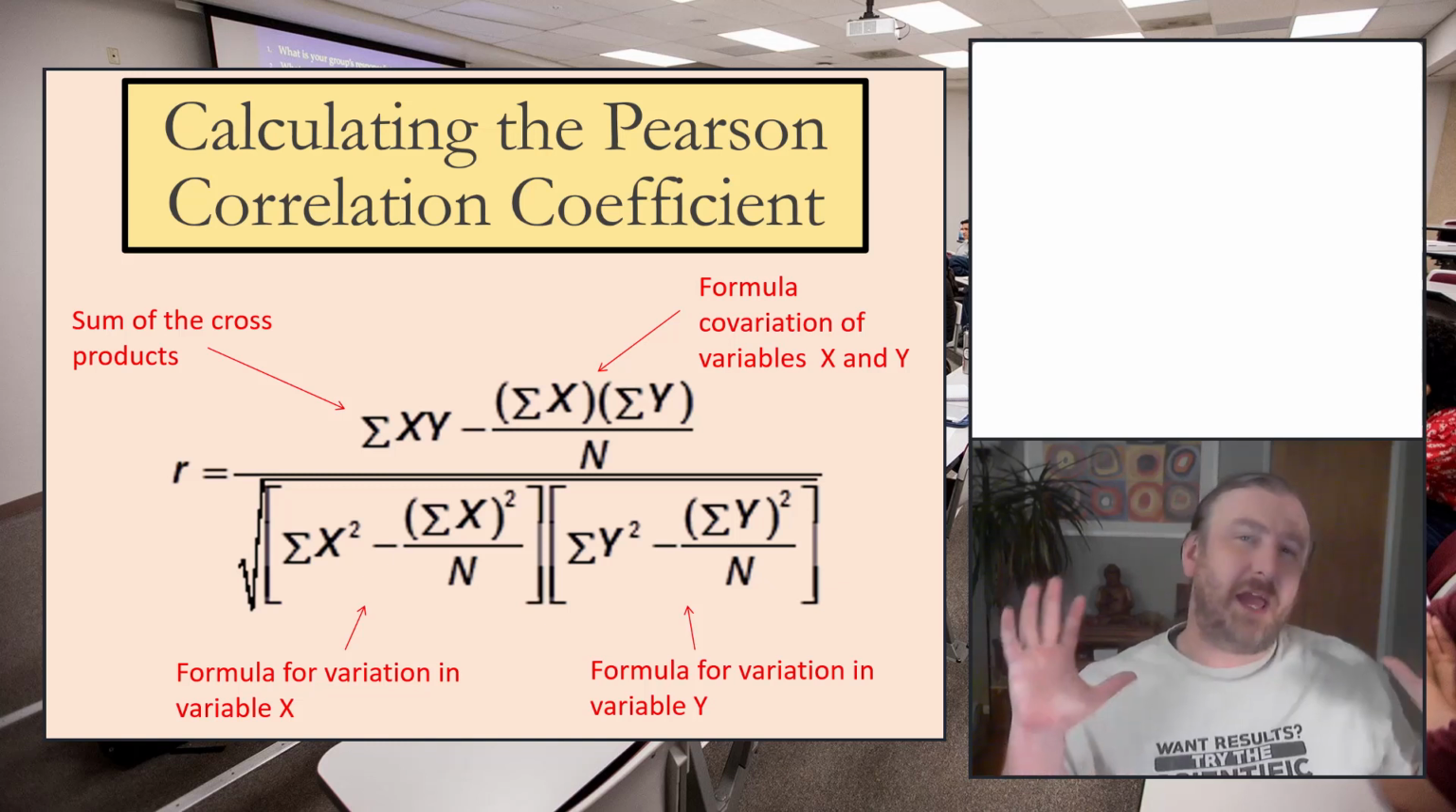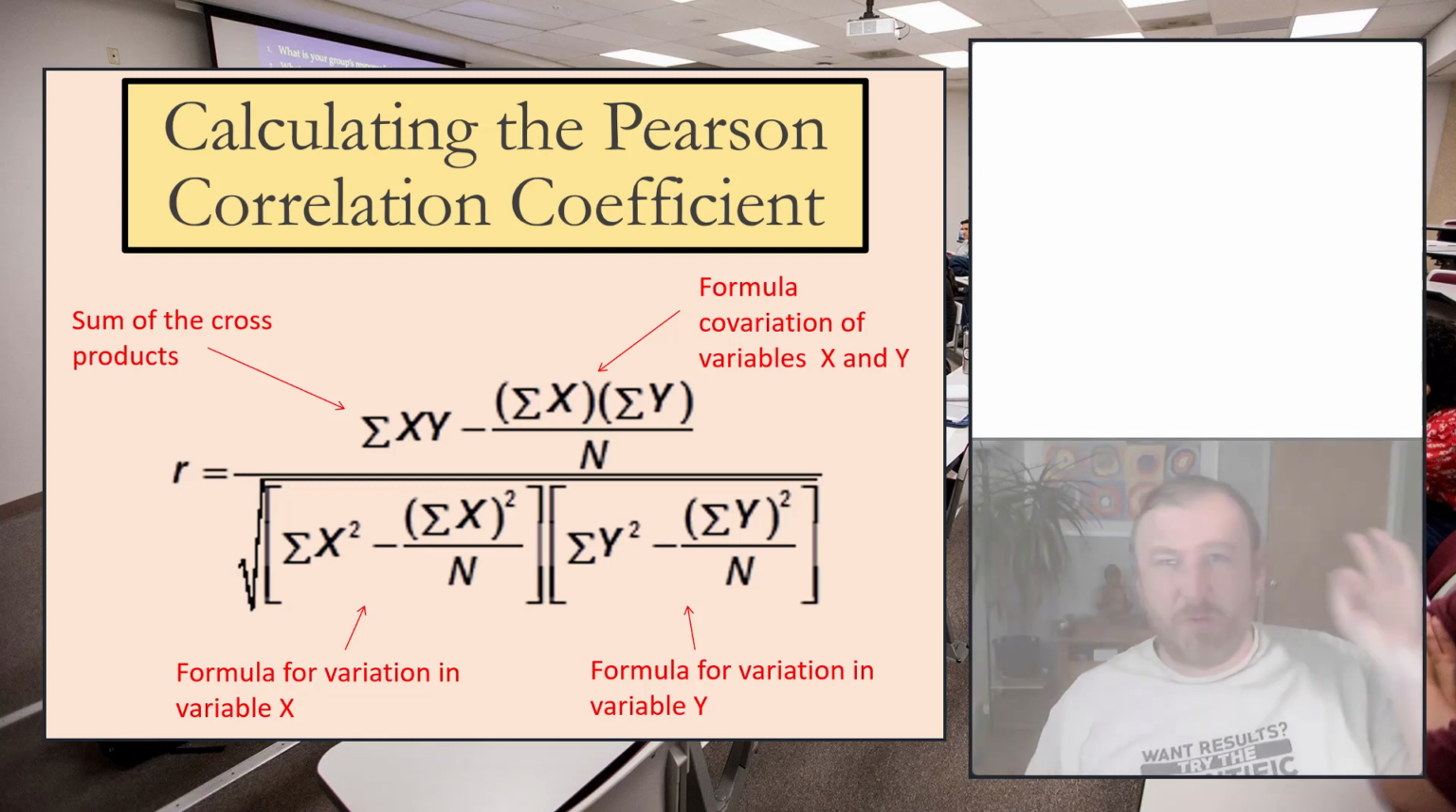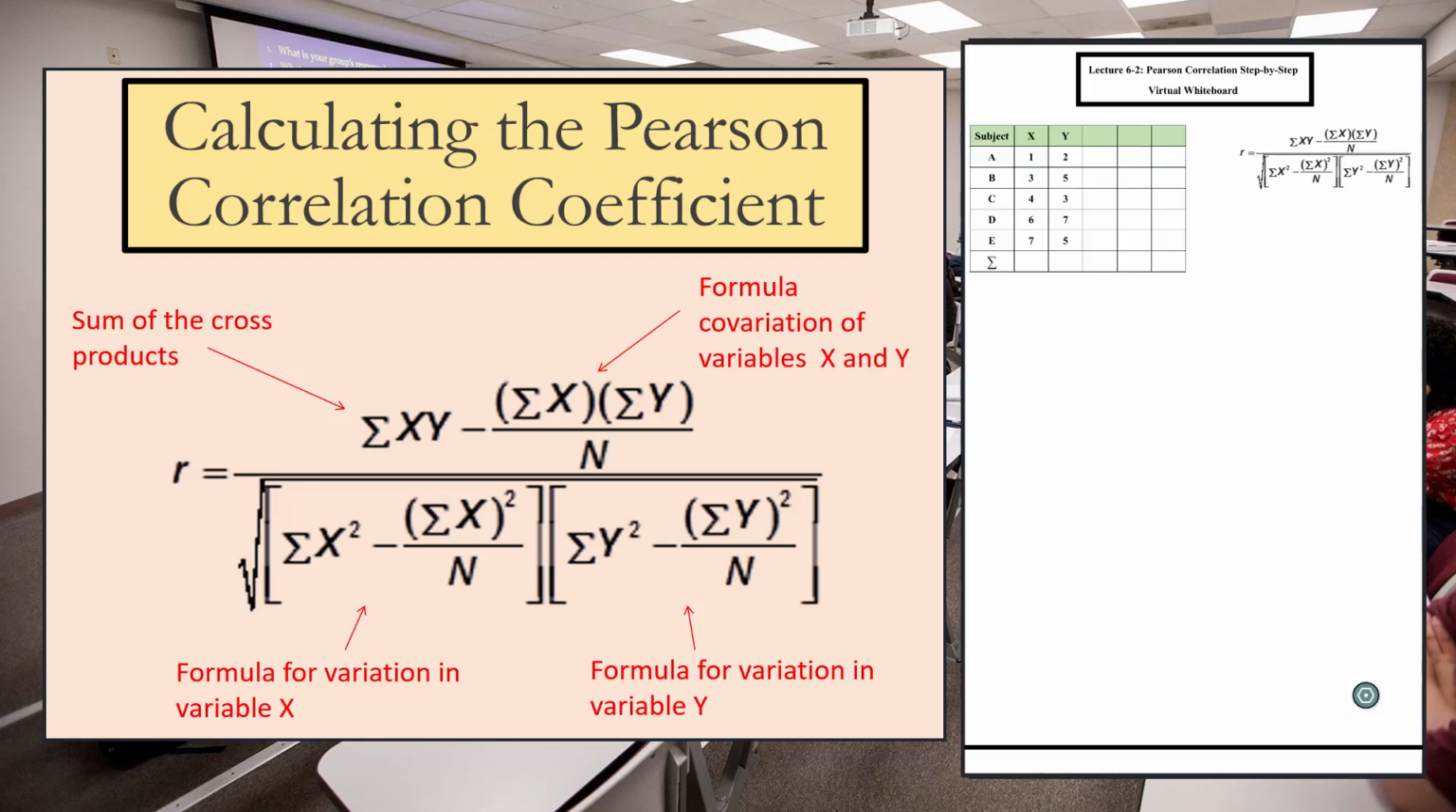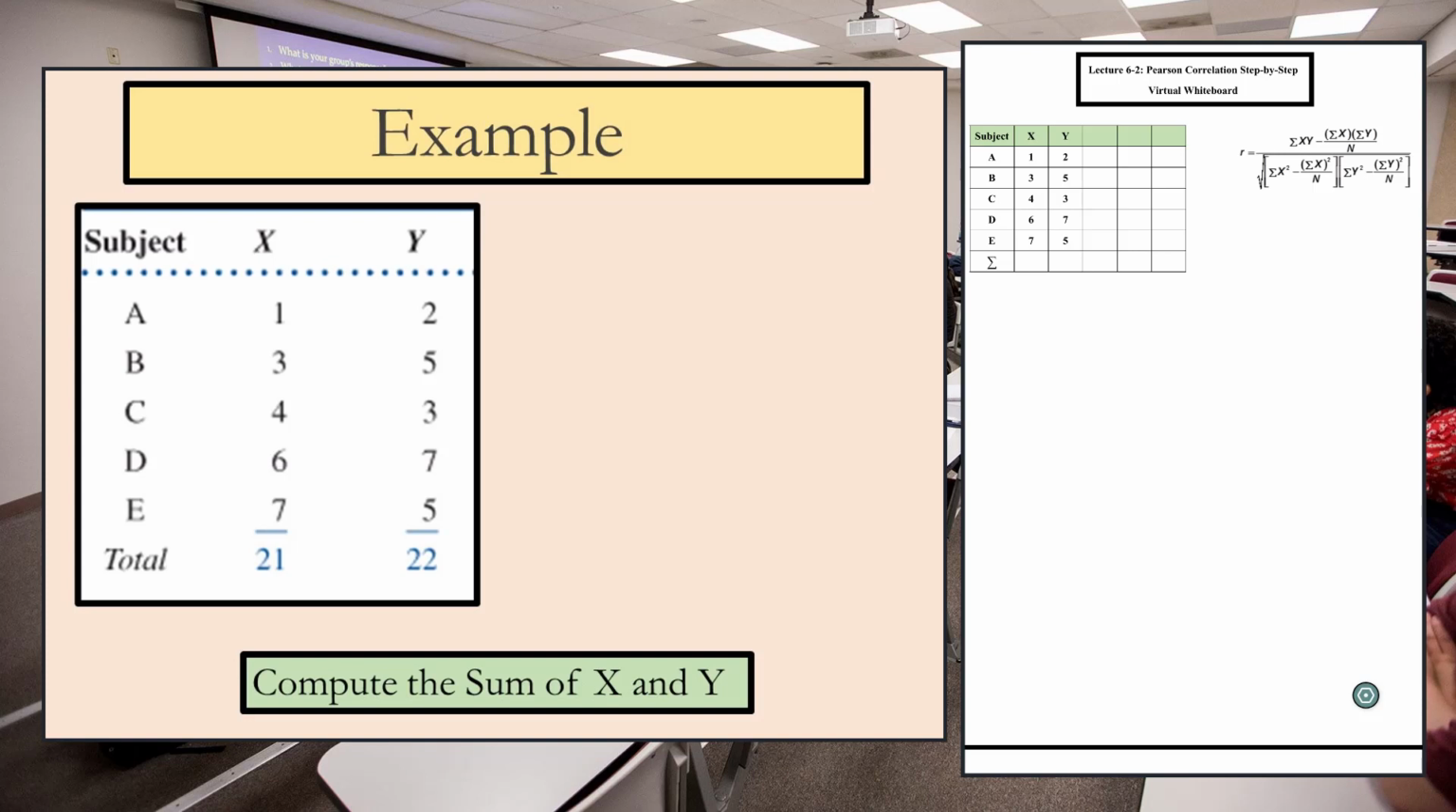So I'm going to go ahead and fade out here, and we will go to the virtual whiteboard. Okay, so say we're presented with this data. We've got 5 people, so we've got an N of 5. The first thing that we're going to need to do is compute the sum of x and the sum of y. If we add up these numbers, we're going to get 21 and 22.